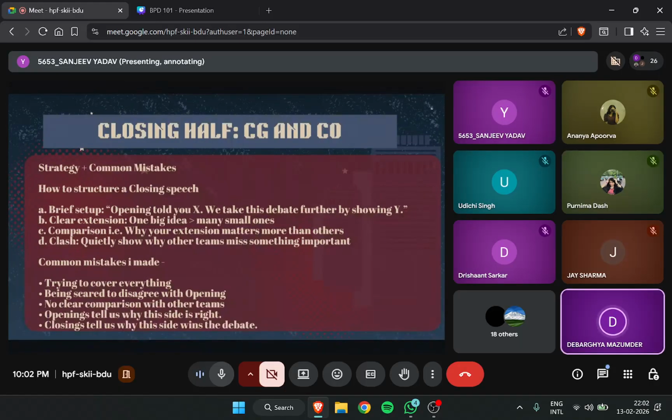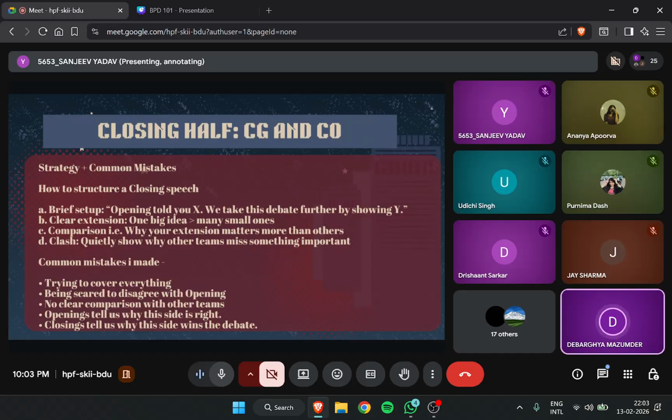As I mentioned, in terms of a new mechanism you are winning this debate as a closing. That means one big idea can be better than many small ones. It's better to push one mechanized or one impactful extension rather than giving thousands of one-liners as an extension, right? You can also give your comparison of why your extension matters more than the others. Probably either of the opening benches, or if you are the closing whip, your other house, the next corresponding house's points, right? Lastly, you have to show why the other teams missed something important.